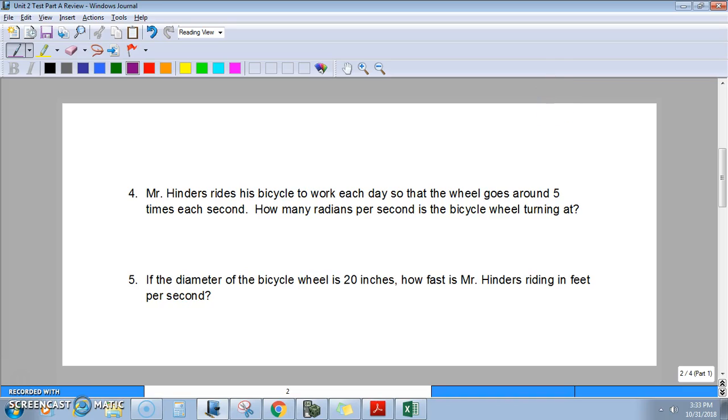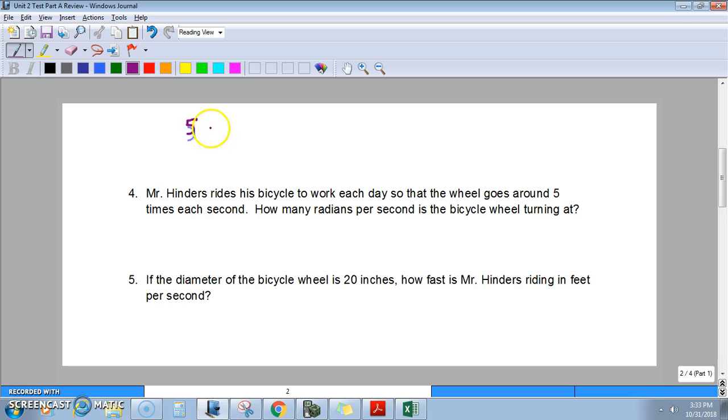Okay, you guys, talking about angular velocity here with Mr. Hinders and his bicycle, how fast something is turning around. So we start off with Mr. Hinders riding his bike to work each day, so the wheel goes around 5 times every second.